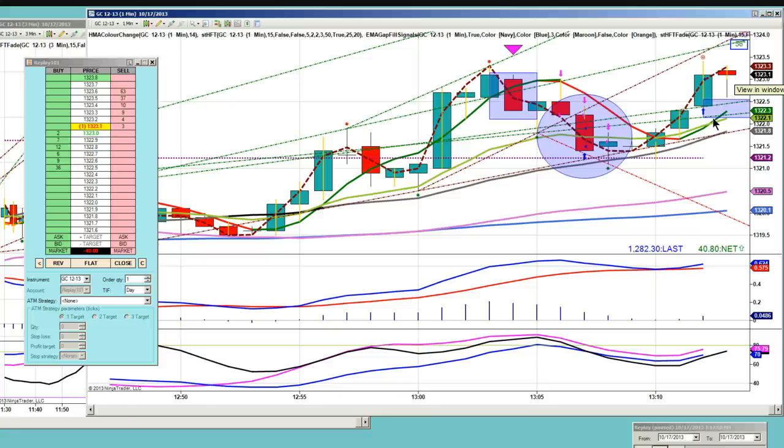Can everybody see that the HMA, the dark green line, not the light green line, the light green line is the 13 EMA. The dark green line is not touching the candle, wick or body. It can be the wick or the body. Can everybody see that? This is very important. If it's not touching the candle, that means the trend is not over yet.